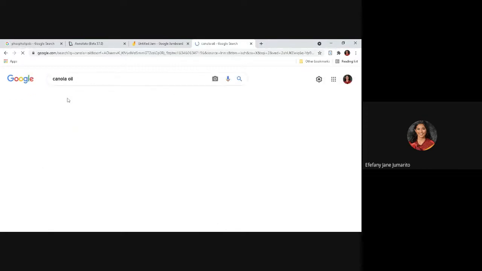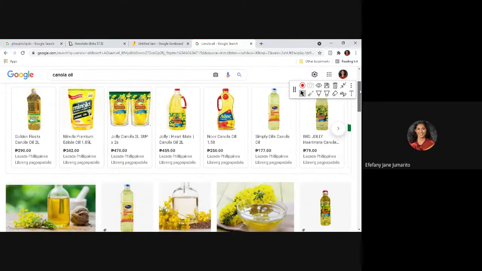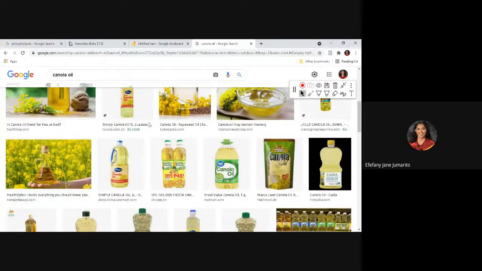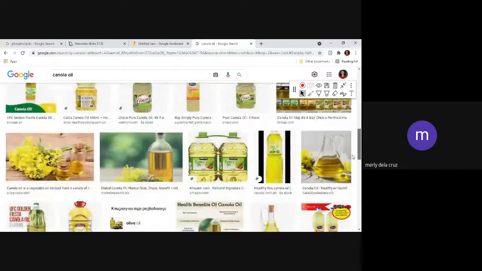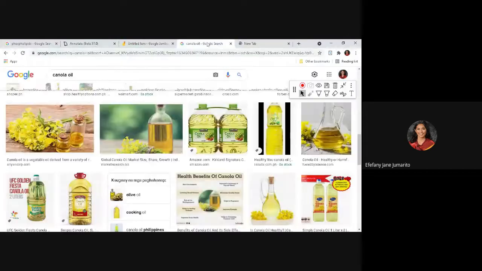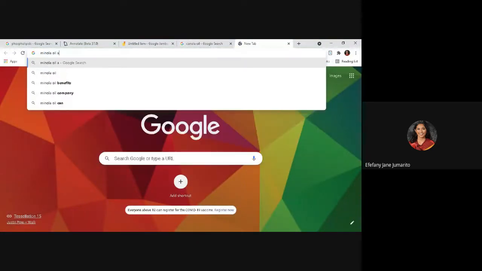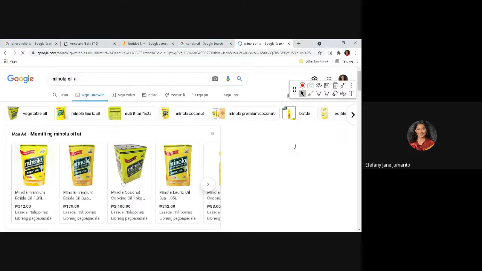Vegetable. Canola is a vegetable oil. This one is canola oil. It looks yellow. Let's look first at the canola oil. Then look at the minola oil. Minola oil is a lauric oil.